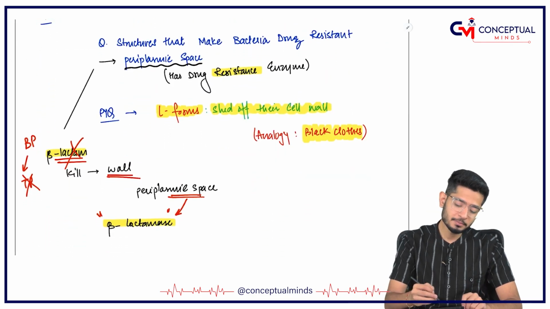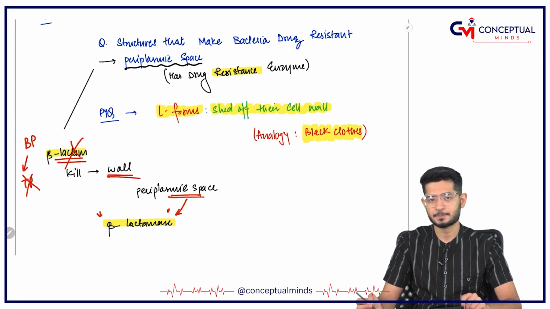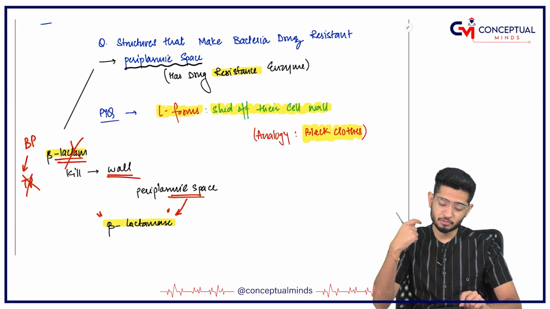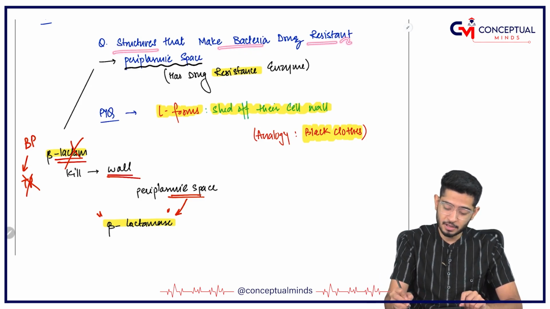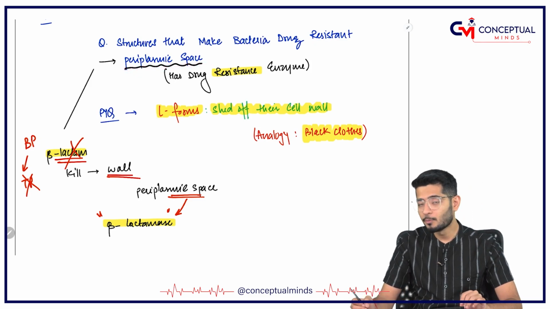See here, a very important previous year question. The structure that makes the bacteria drug resistant. What does that mean? That you are giving the drug, but the drug is not active. So, the structure that makes the bacteria drug resistant is called periplasmic space. Why?